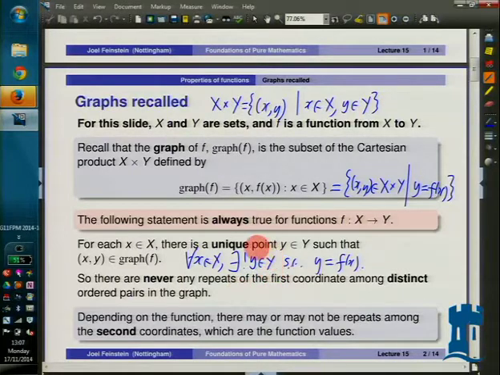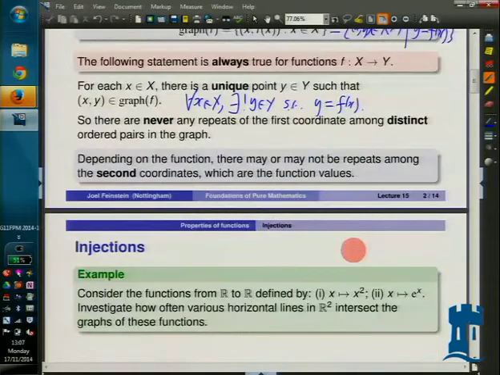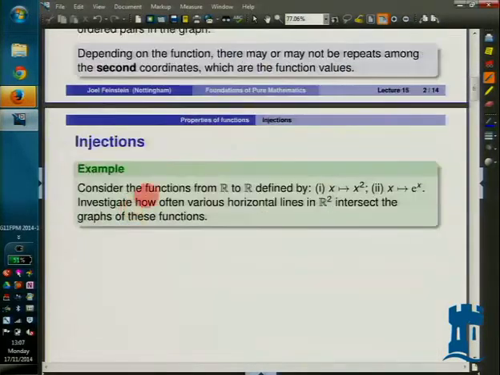Right, but depending on your function, you may or may not get repeats of the second coordinates, the function values. So it may be, depending on the function, that if you change your x value, you might still happen to get the same y value. So we're going to start by talking about injections or injective functions. These are the ones where you don't get repeats of the second coordinate. So this is something special about the function if it happens.